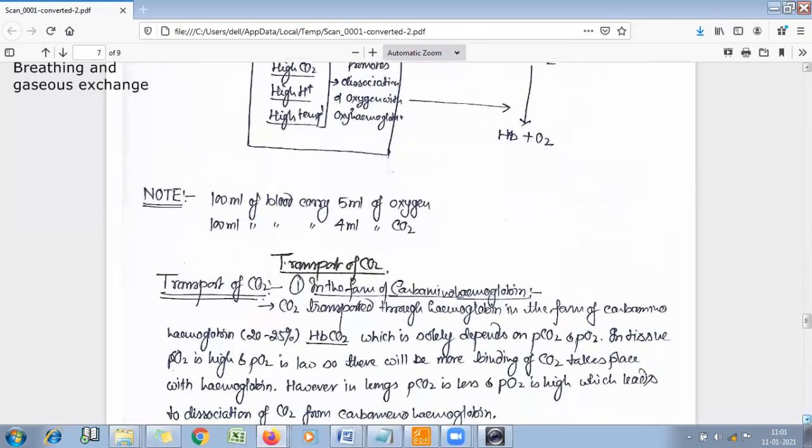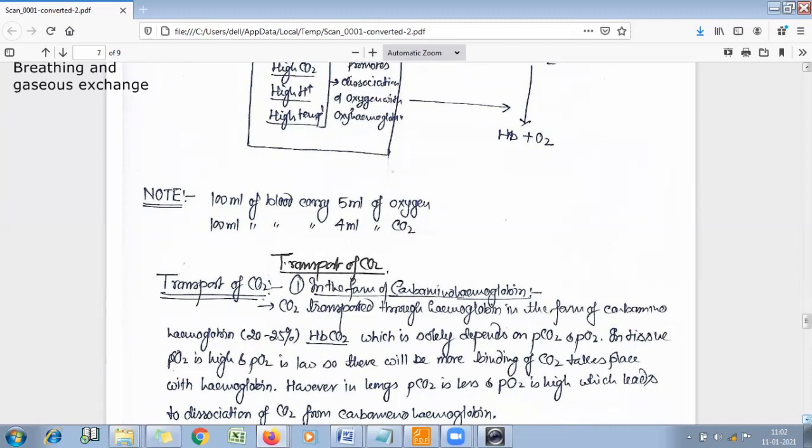And there are some facts: 100 ml of blood carries 5 ml of oxygen, and 100 ml of blood carries 4 ml of carbon dioxide. So this is the general capacity of transportation of oxygen and carbon dioxide. Now we will talk about the transport of carbon dioxide. It is a very important topic, and it has several steps.